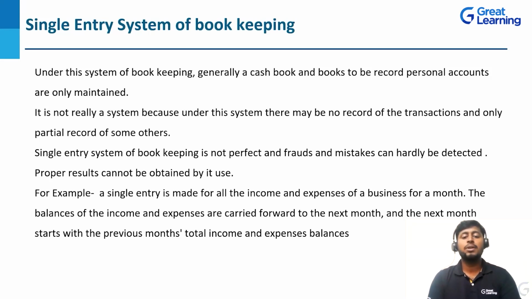Single entry system of bookkeeping is not perfect, and frauds and mistakes can hardly be detected. Proper results cannot be obtained by its use. In the single entry system, finding frauds, mistakes or errors is very hard. Why? Because they do not record all the transactions, correct? They record the transactions only partially. In that case, how can we find or identify errors in the transaction books? So it is very, very difficult to track errors and frauds in the books.